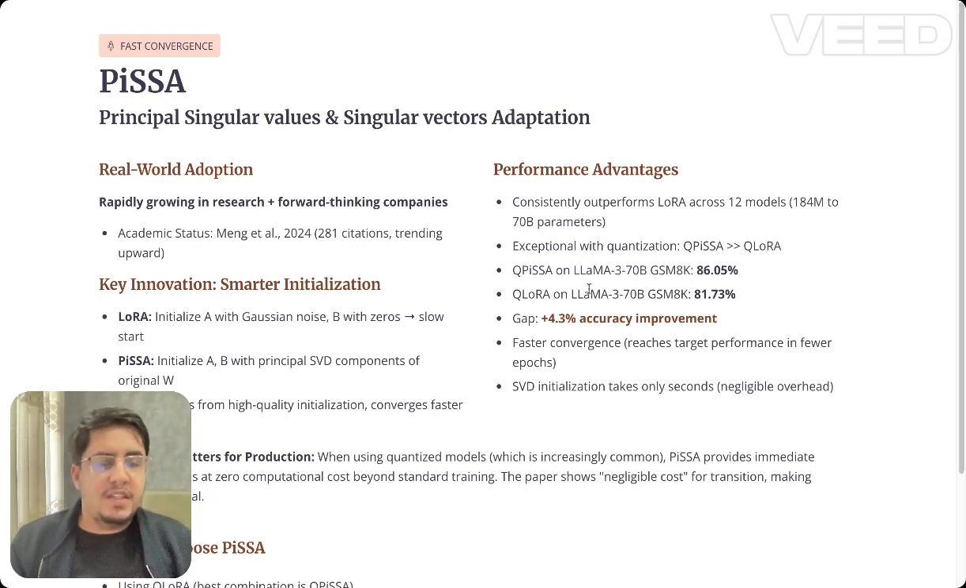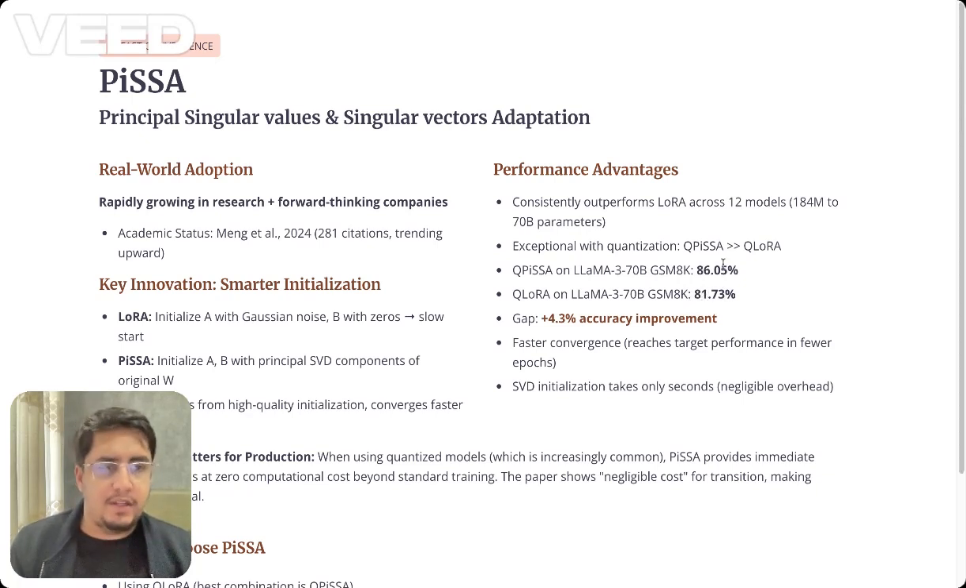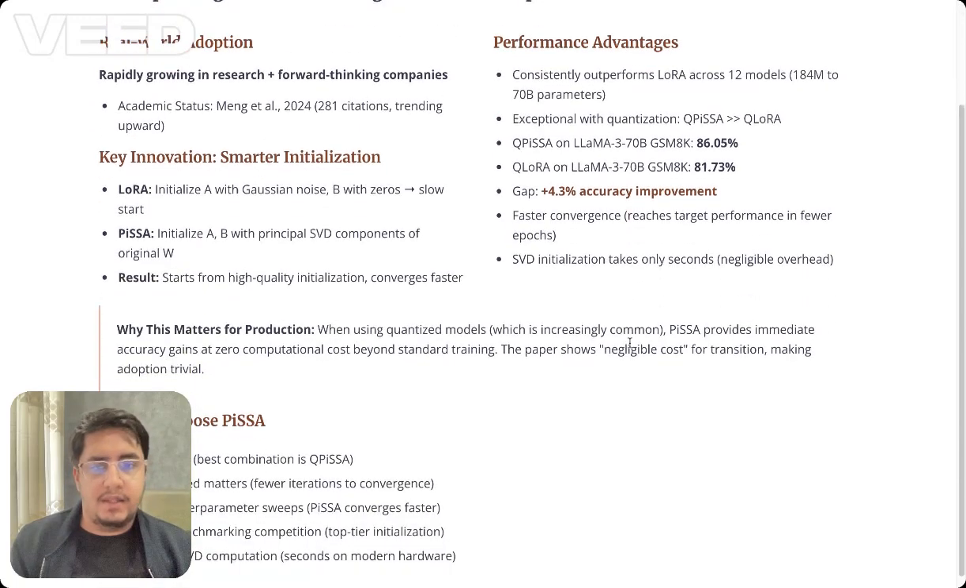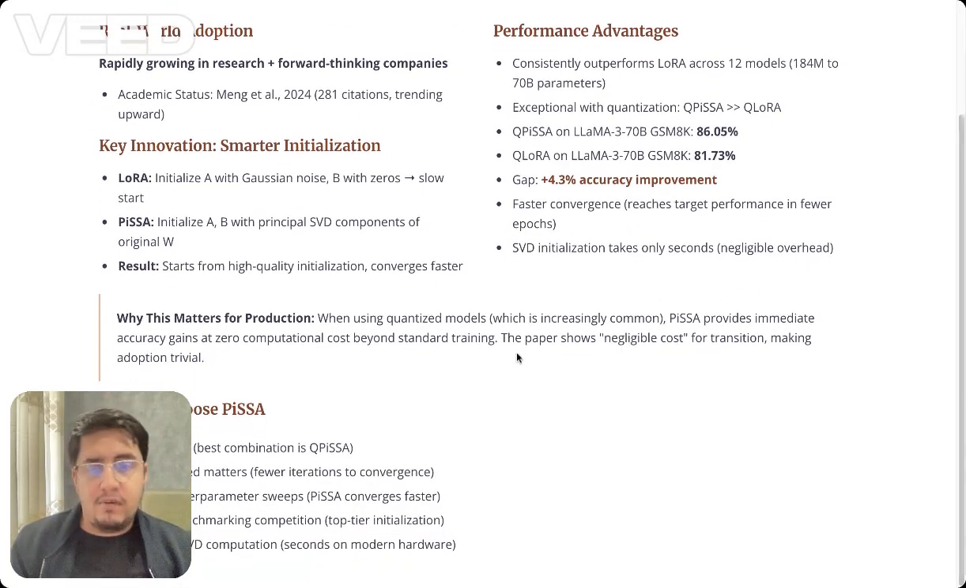For example, on the GSM 8K benchmark, PiSSA scores 86.05%, whereas QLoRA is 81.73%, and that's obviously far better than what LoRA performs. What is notable is that PiSSA performs exceptionally well with quantization. So PiSSA with QLoRA is often a very preferred method, and it's sometimes called QPiSSA. That's something you would want to go for.